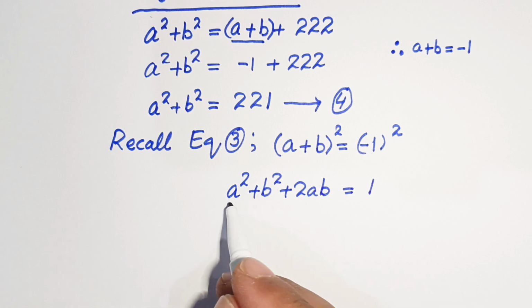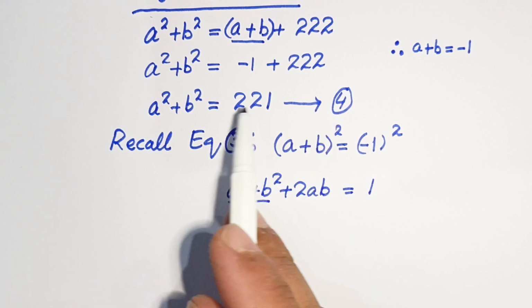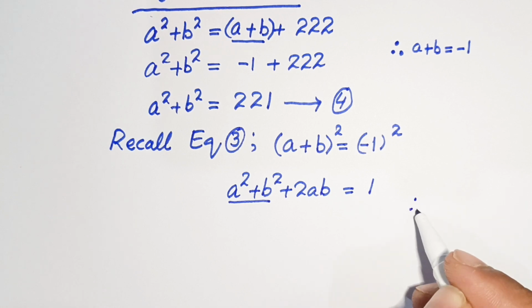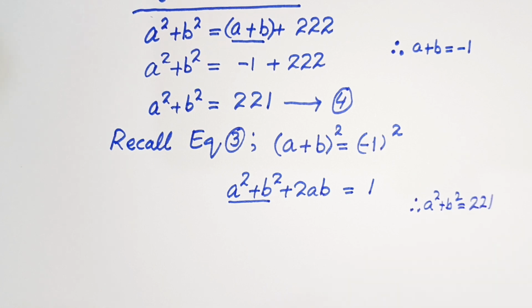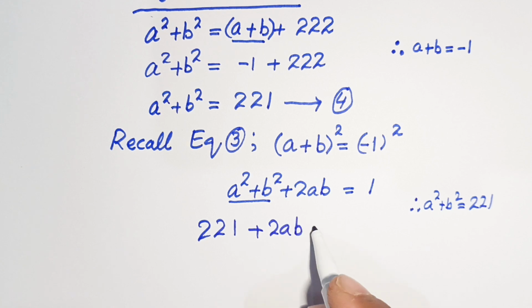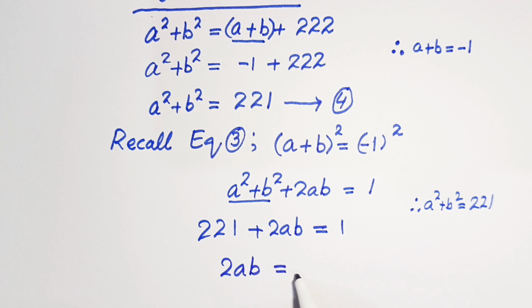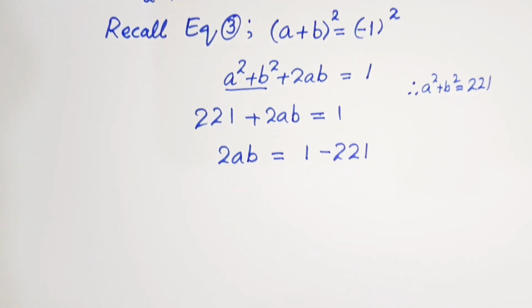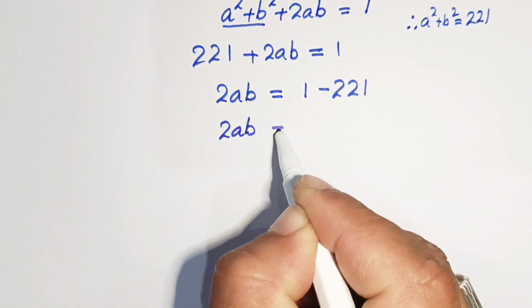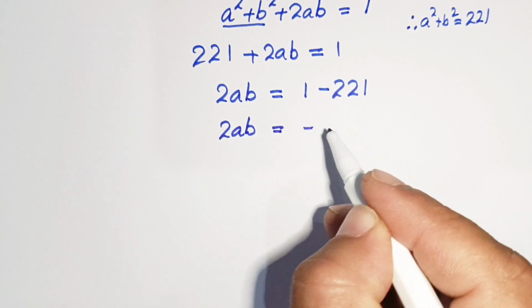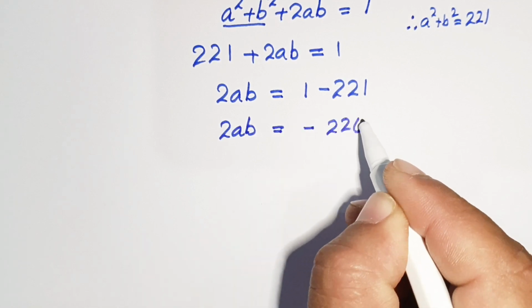Now here, a squared plus b squared, we see from equation 4, is equal to 221. So we write 221 plus 2 times a times b is equal to 1. By shifting this, we get 2 times ab is equal to 1 minus 221, so 2 times a times b is equal to minus 220.